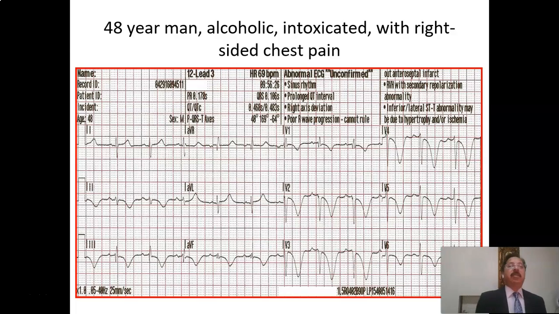Now, look at another ECG. It's a 48-year-old man, alcoholic, intoxicated, with right-sided chest pain. Again, if you look at the ST segments, there are deep giant inverted T waves in the chest leads, and also quite widespread in the inferior leads as well, but most significant are in the chest leads. So what will be your differential diagnosis?